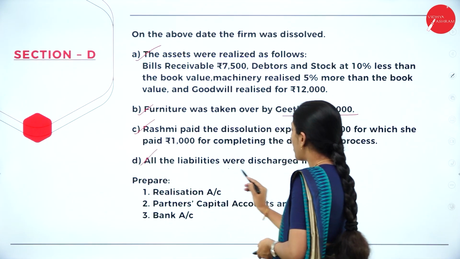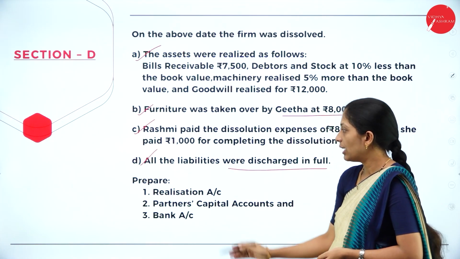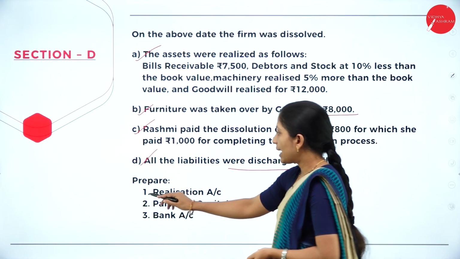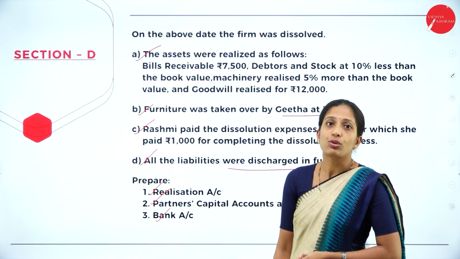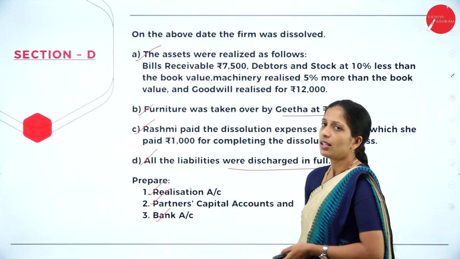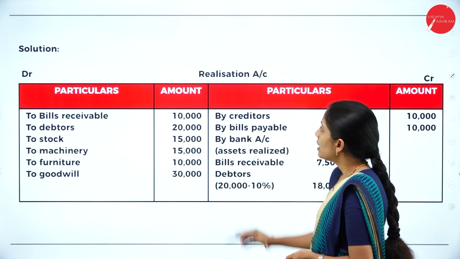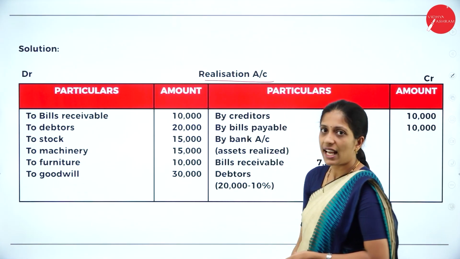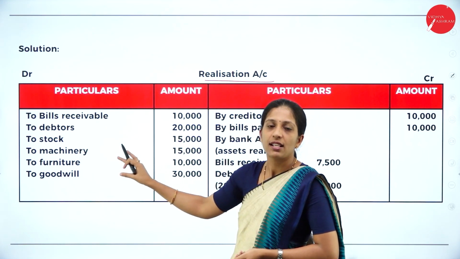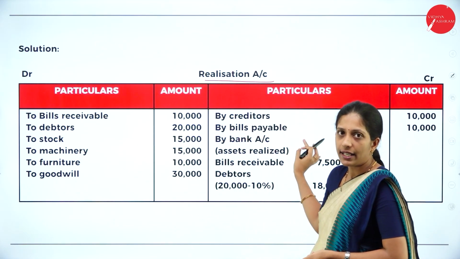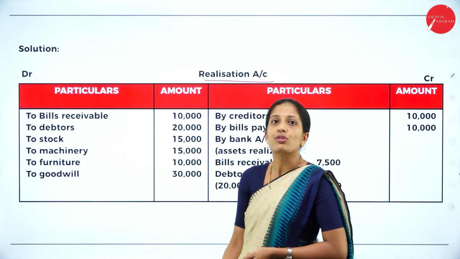Next D, all the liabilities were discharged in full. So they have asked us to prepare realization account, partner's capital account and bank account. So this is a 12 marks problem. Now let us see the solution for this. So first we will start with your realization account where we have debit and credit side. Your format is particulars, amount, particulars and amount. Now we shall go through step by step.